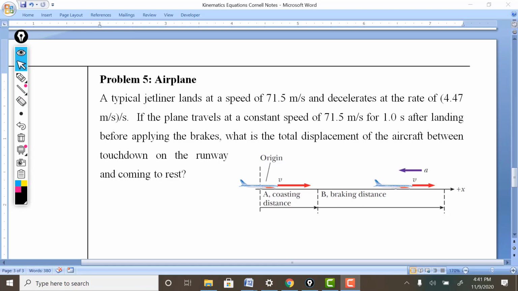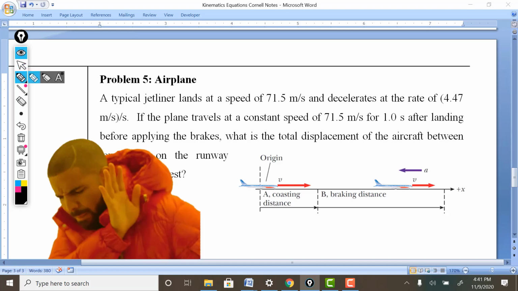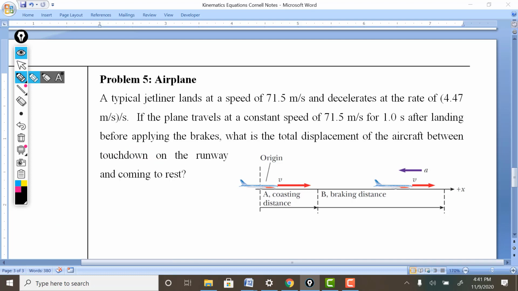Okay, problem 5. This one jumps around a bit. On a scale from 1 to 10, this is probably an 8 as far as our class is concerned because of how many things we have to keep track of. Oh yeah. So here we're looking at the picture, right?